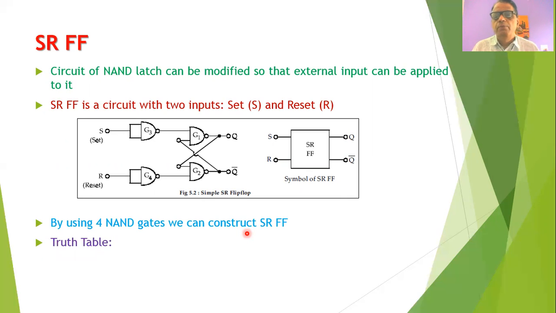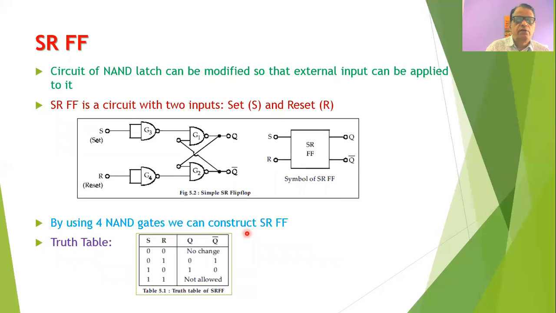Now we can easily prepare the truth table of the SR flip-flop, and it will look like this. When both the inputs S and R are equal to 0 and 0, one can easily observe that the outputs of G3 and G4 will be equal to 1. Now, in order to understand the working of any sequential circuit, it is necessary that we consider some initial state of the circuit. So initially, we can suppose Q is equal to 0. And when Q is equal to 0, the 0 will be connected over here, and therefore the output Q bar will be equal to 1.